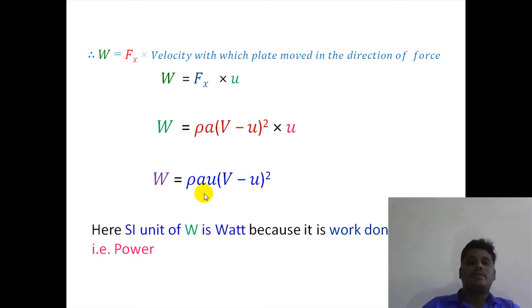Now, what is the SI unit of work done? Work done per second is nothing but power. Work done per second is what? Because it is work done per second, and work done is in joules, work done per second is also called power. Power is measured in watts.